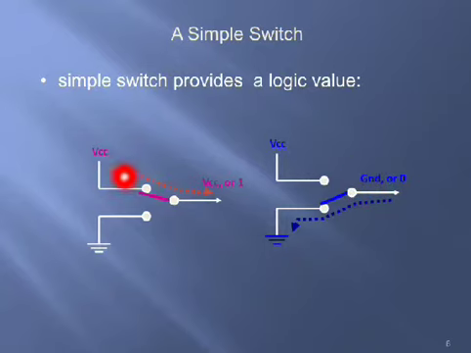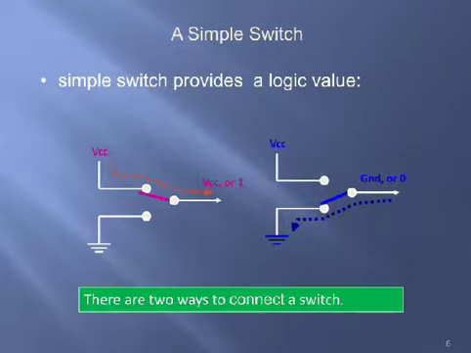If the switch is connected to VCC, that will be logic 1. If the switch is connected to ground, that will be logic 0. So this is nothing but a simple switch which provides the two different logic levels, logic 1 and logic 0, depending upon how the switch is connected. If the switch is connected to VCC, that voltage level can be treated as logic 1. If the switch is connected to ground, then you can read the logic level as logic 0. So there are two ways to connect a switch.